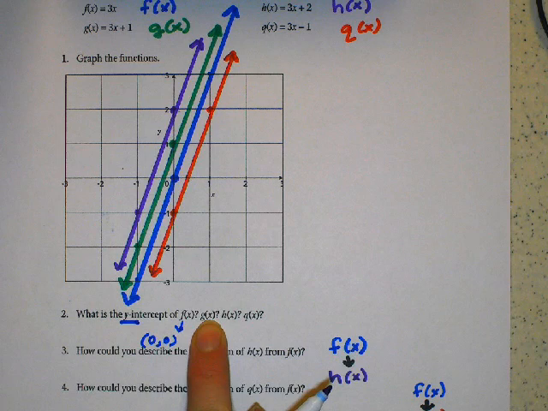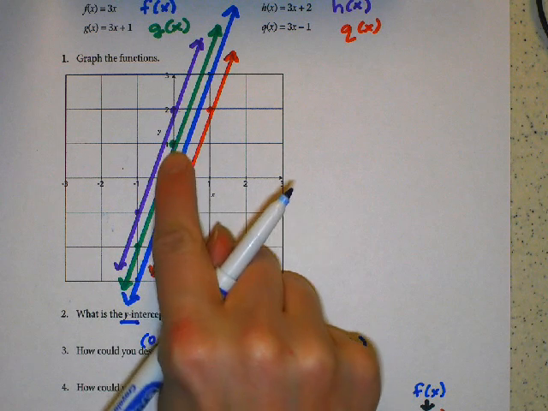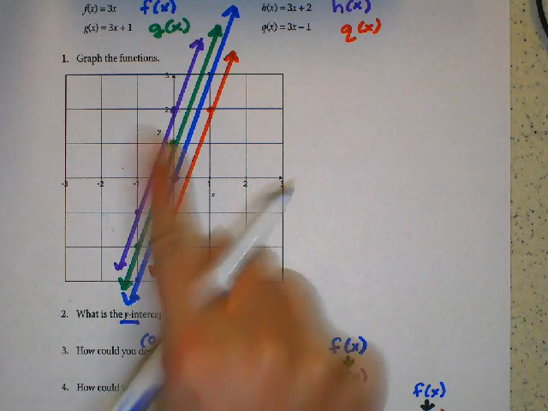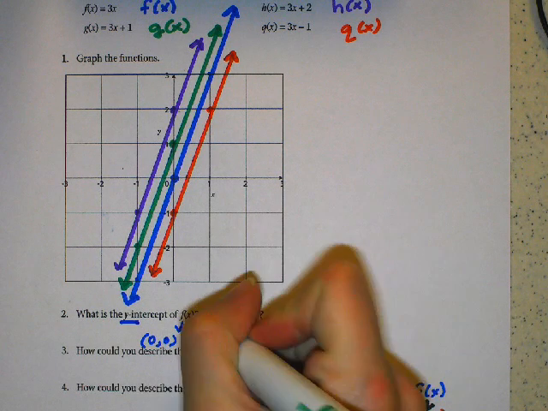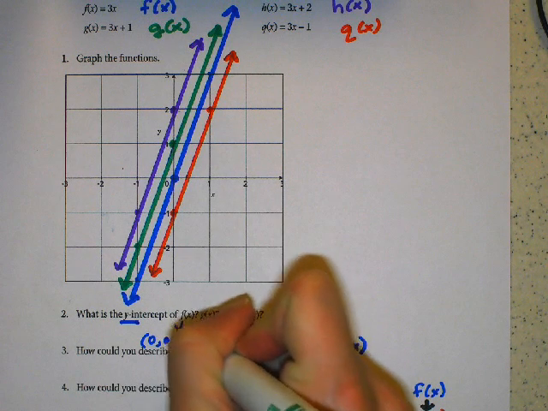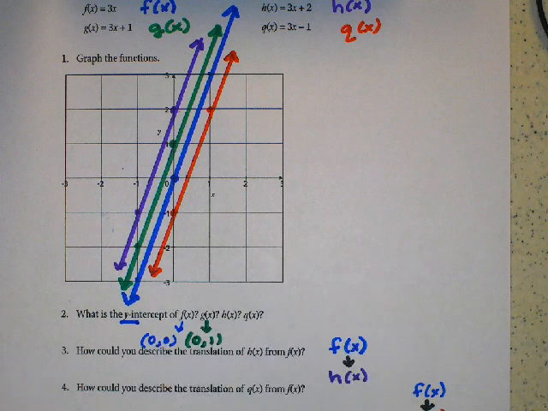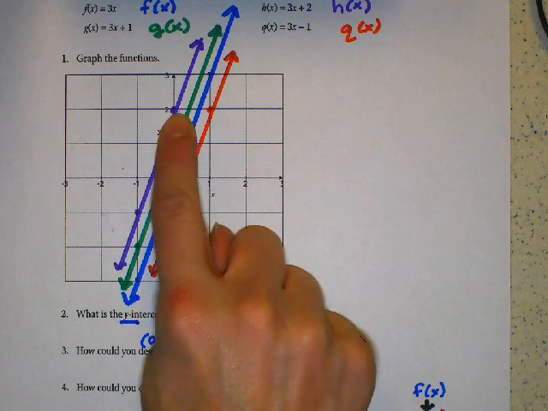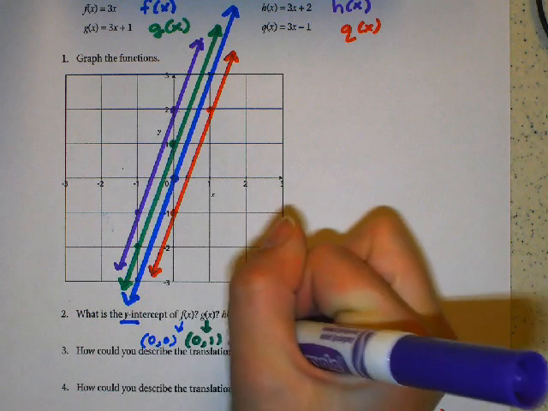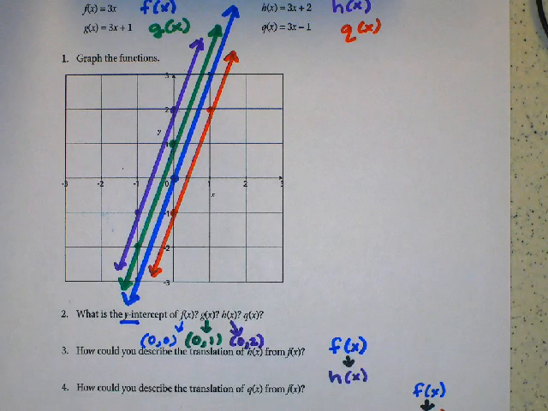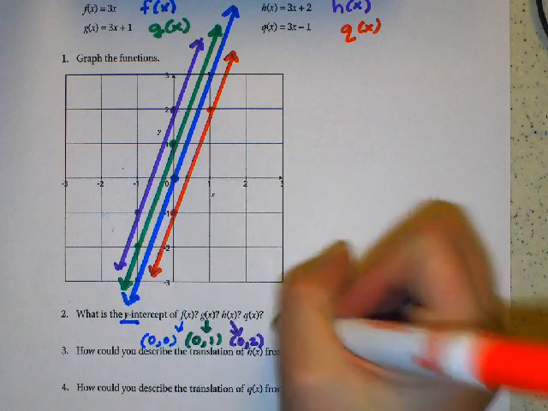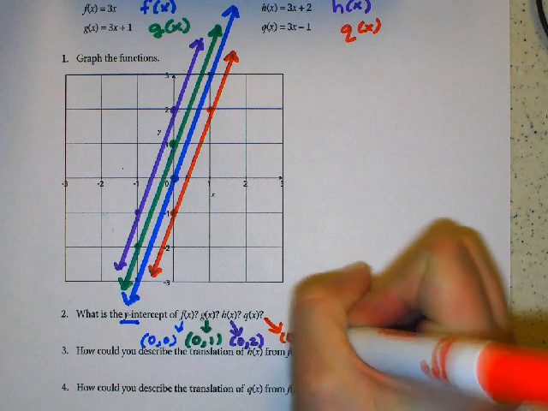G of x was for green, and it looks like it crosses the y-axis at 1. But remember, we want to write that as an ordered pair, so it is going to be 0, 1. H of x was our purple. It's all the way up here at 2, so that would be 0, 2. And then q of x, that one's the red one, and it is at 0, negative 1.